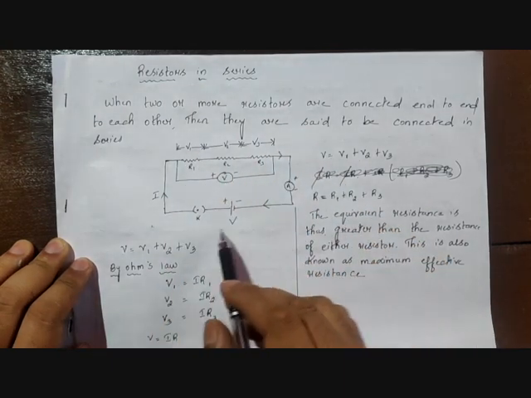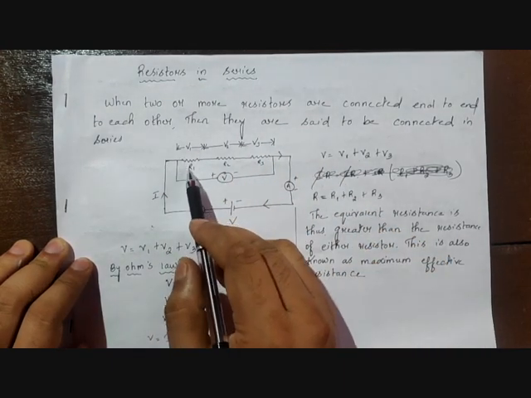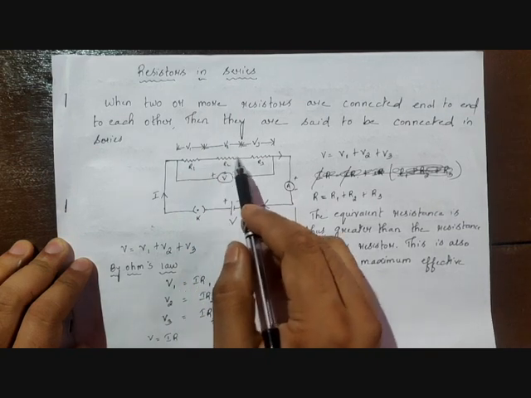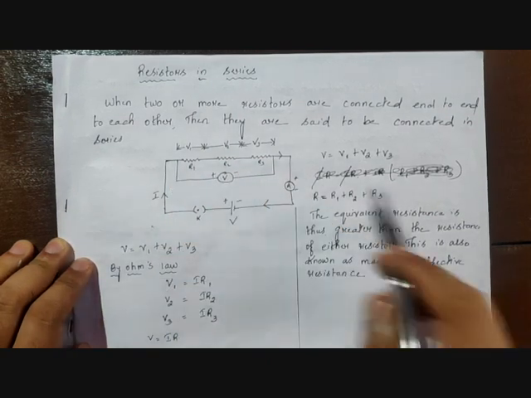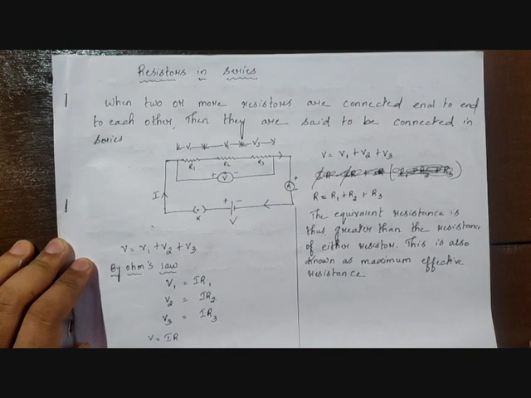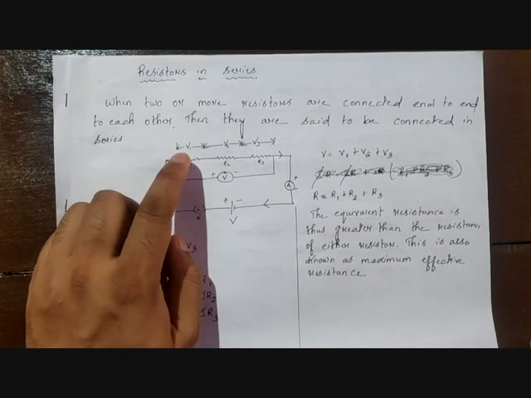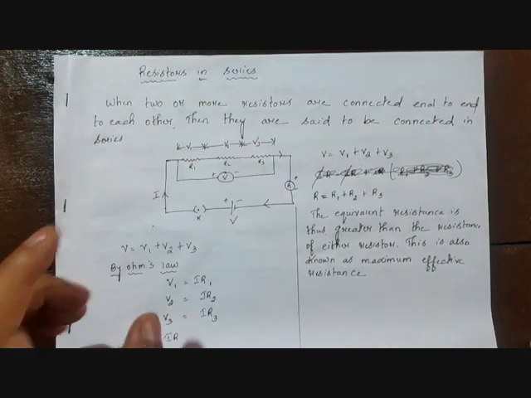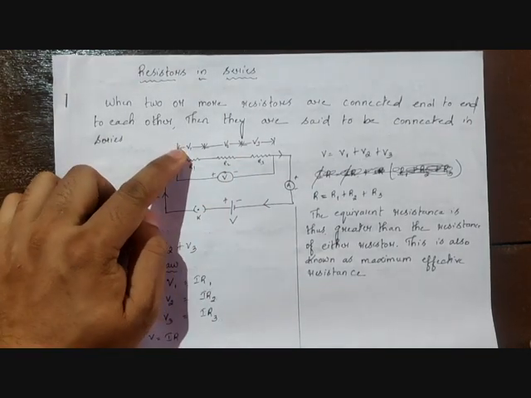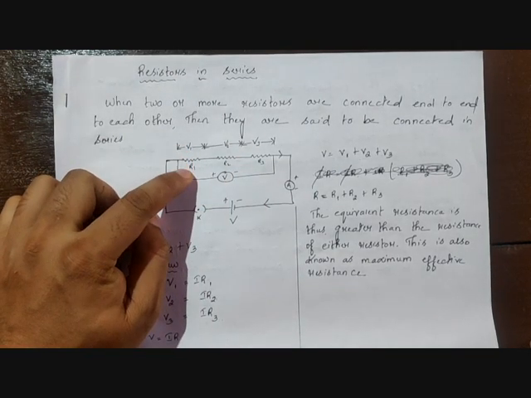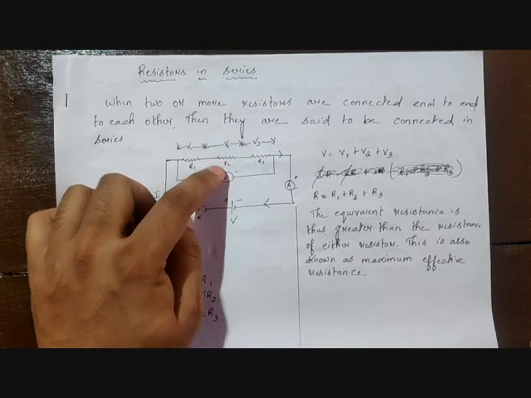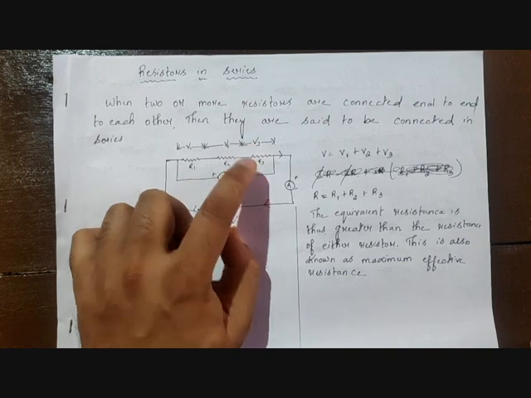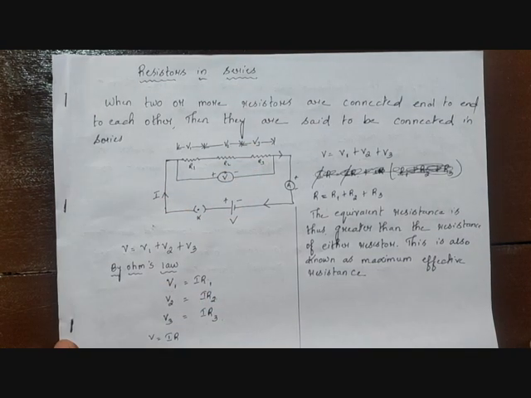So this is simple, and remember, these three resistors are connected one end to another end in one line, right? This is called series connection. And can you see V1, V2, V3? V1 is the potential difference for resistor 1, V2 is the potential difference for resistor 2, V3 is the potential difference for resistor 3.